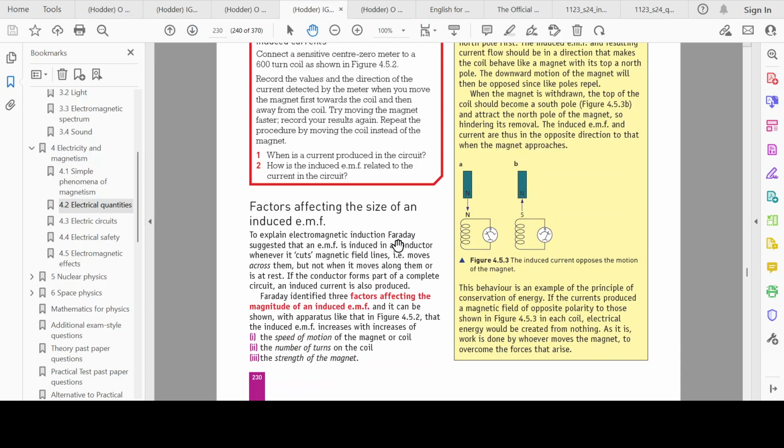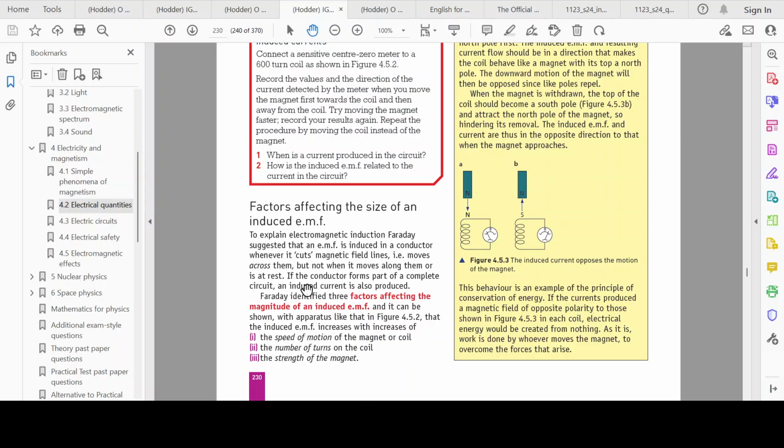So to explain electromagnetic induction, Faraday, the scientist, suggested that EMF is induced in a conductor whenever it cuts the magnetic field lines, right? When it moves across them, but not when it moves along them. So if it's moving in the same direction, or if it's not cutting through them, then you're not going to get it. So the conductor needs to cut the magnetic field lines. Keep that in mind. Even when it's at rest, it's not doing anything.